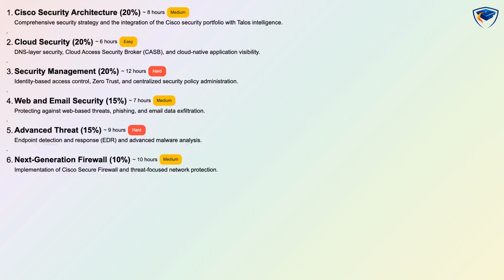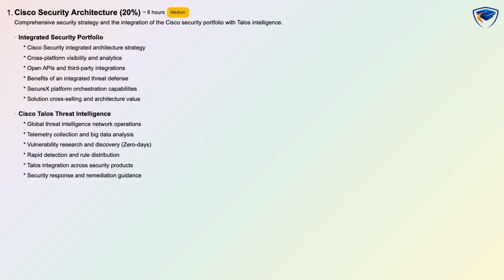your preparation. Cisco Security Architecture carries 20% of the exam and focuses on a comprehensive security strategy and the integration of the Cisco security portfolio with Talos Intelligence. You will learn the integrated security portfolio concepts such as cross-platform visibility, analytics, open APIs, and the benefits of an integrated threat defense using SecureX orchestration.